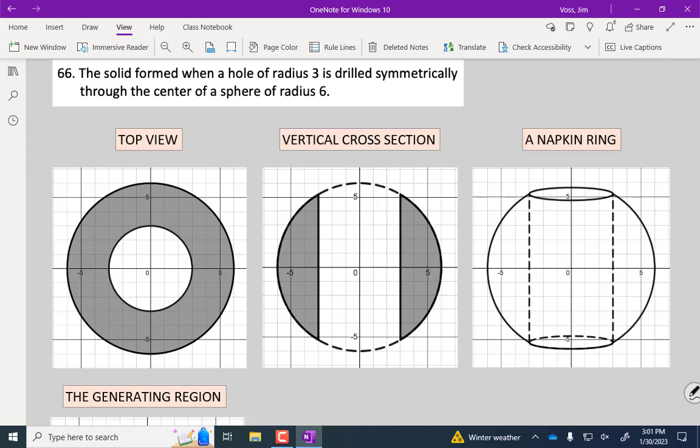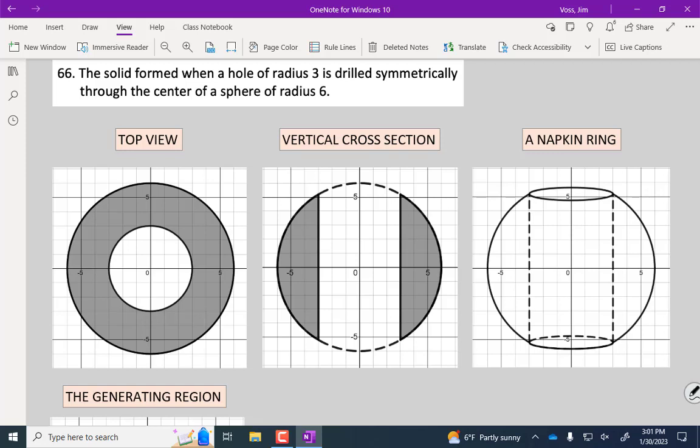The numbers are given here. So we're going to start at this solid ball. We're going to drill out a hole of radius 3. And the ball is going to be of radius 6. So we're just taking out the center all the way here. And we want to find the volume of what's left.